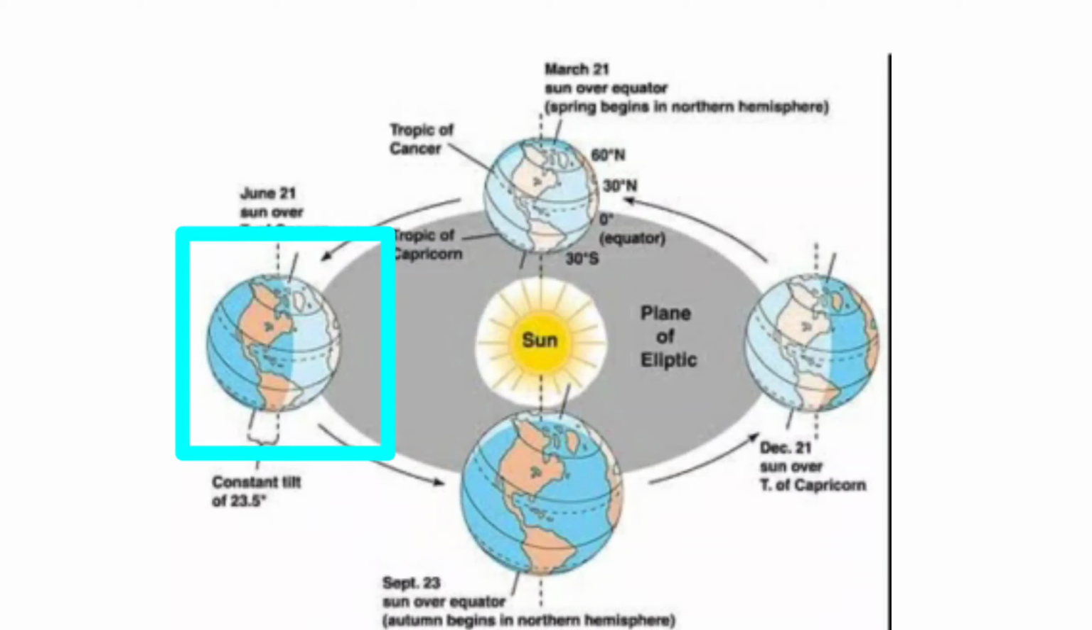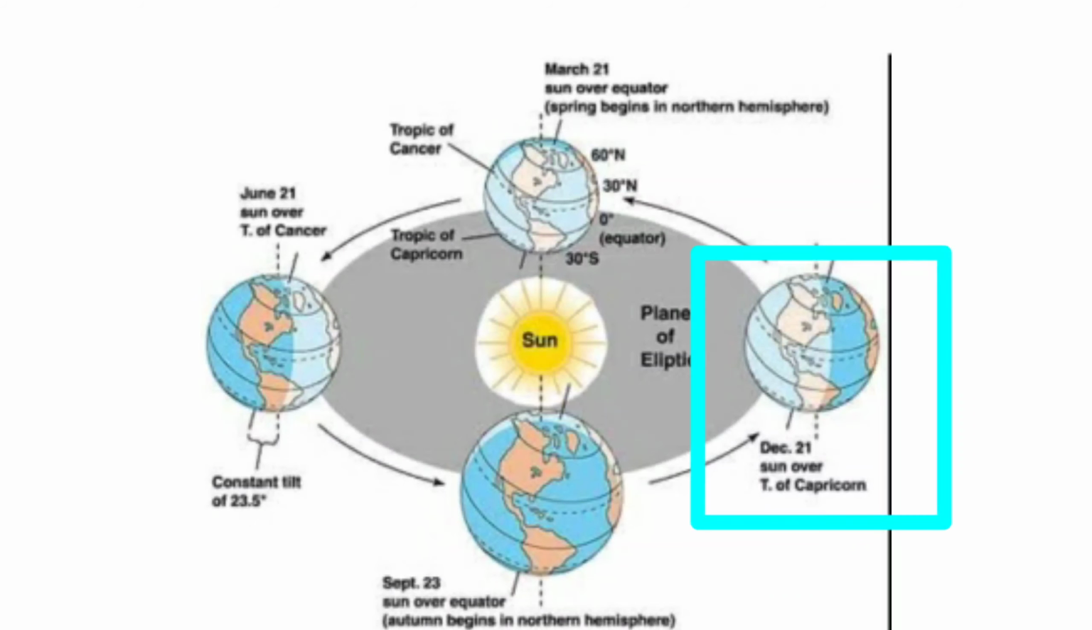And when we go to this side of Earth's position, the northern hemisphere experiences shorter day and the southern experiences larger day, and the northern experiences longer nights and the southern experiences shorter nights. That is the point it is explaining here.